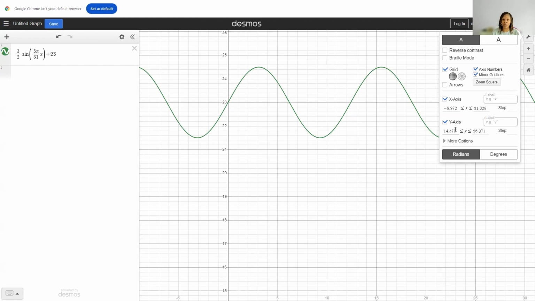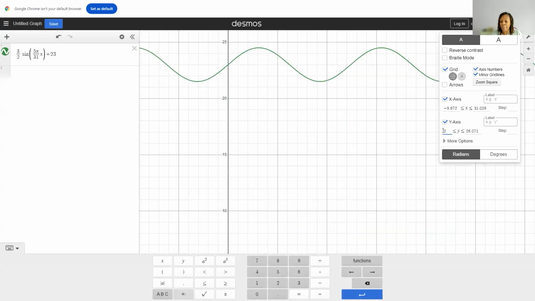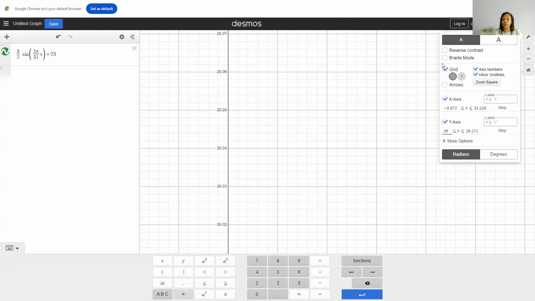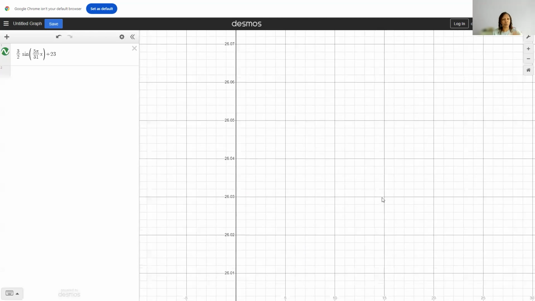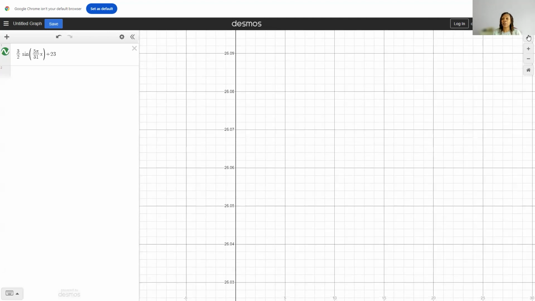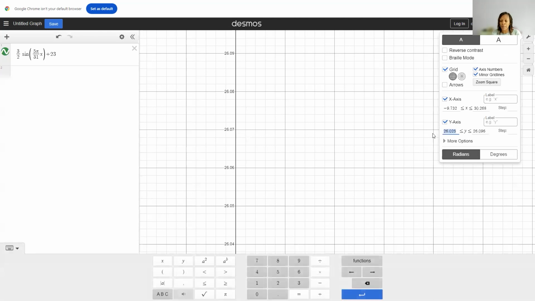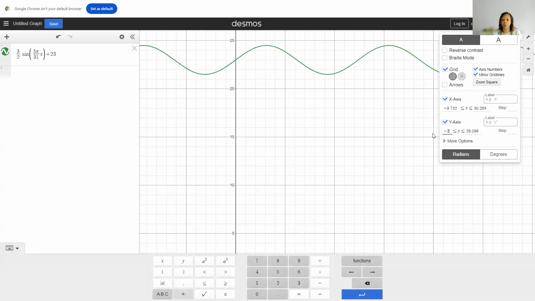So for instance, I'm just going to manipulate this Y axis and see if it does what I'm saying. If this says 26 less than or equal to y, less than or equal to 26.01, that's not enough room. It's not enough room for your graph to actually populate. So therefore, you want to make sure that this is showing a reasonable amount. So let's change that to -2 or something.